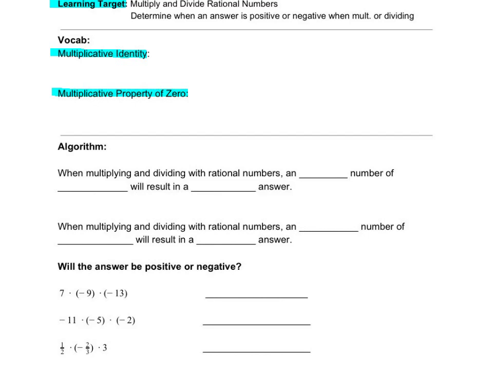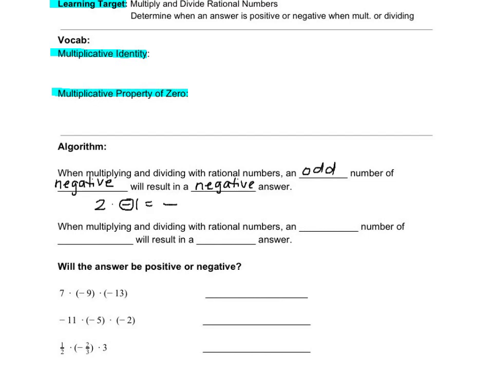So there are two rules for multiplying and dividing positive and negative numbers. We'll start with this first one. When multiplying and dividing with rational numbers, if you have an odd number of negative signs in your expression, that will result in a negative answer. So for example, say you have 2 times negative 1. Because you only have one negative right here, and 1 is an odd number, your answer is going to be negative.